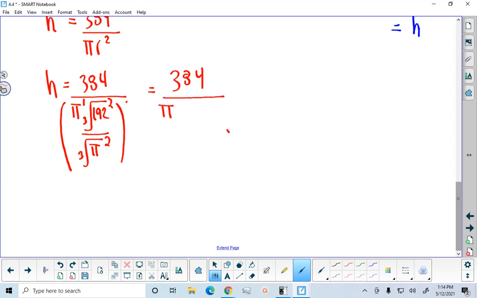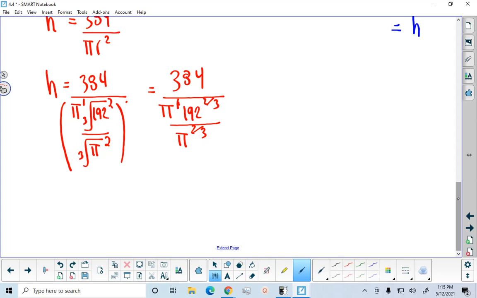I'm going to write the 192 cube root squared as 192 to the 2/3, over pi to the 2/3. Then what I can do is take the pi to the 1 over pi to the 2/3. I can subtract the numerator exponent of pi minus the denominator exponent of 2/3 and get pi to the 1/3.